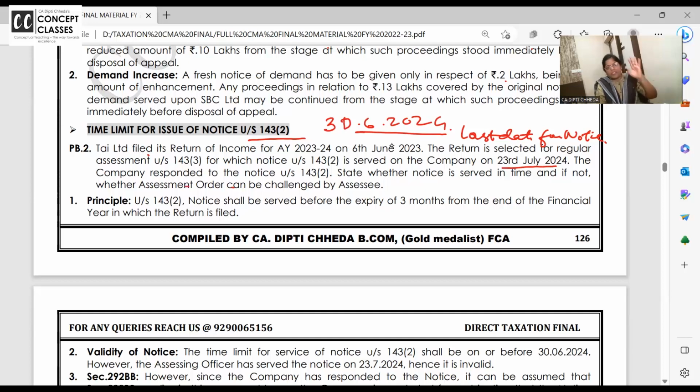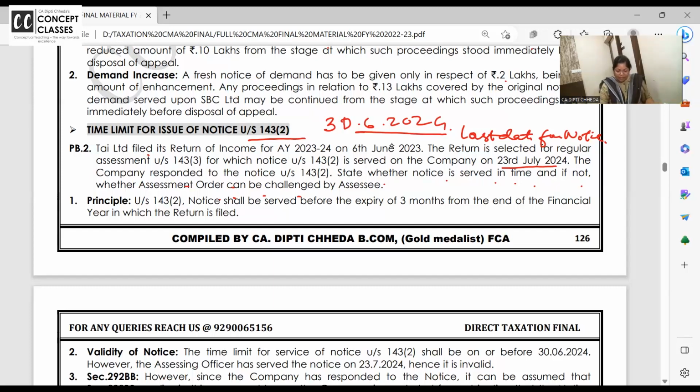Company responded also to the notice. State whether the notice served in time. No, it is not served in time. And if not, whether the assessment order can be challenged by SBC. No, it cannot be challenged. Agreed है कि notice late दिए, but the SBC responded, no, and the assessment is over also. Then why now?